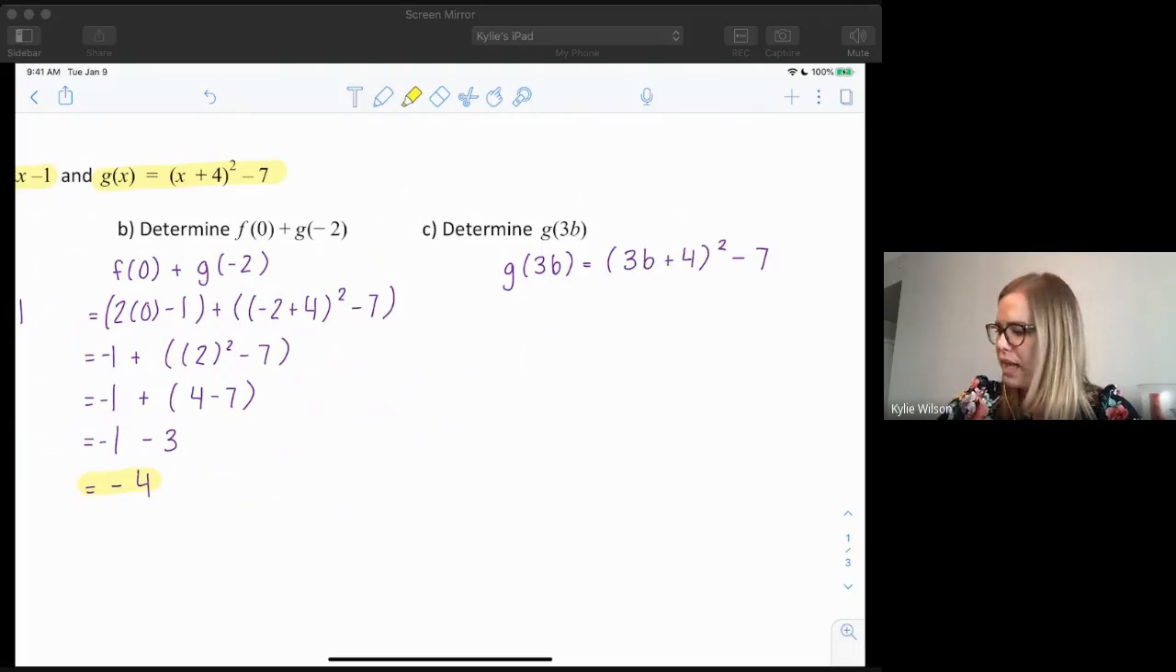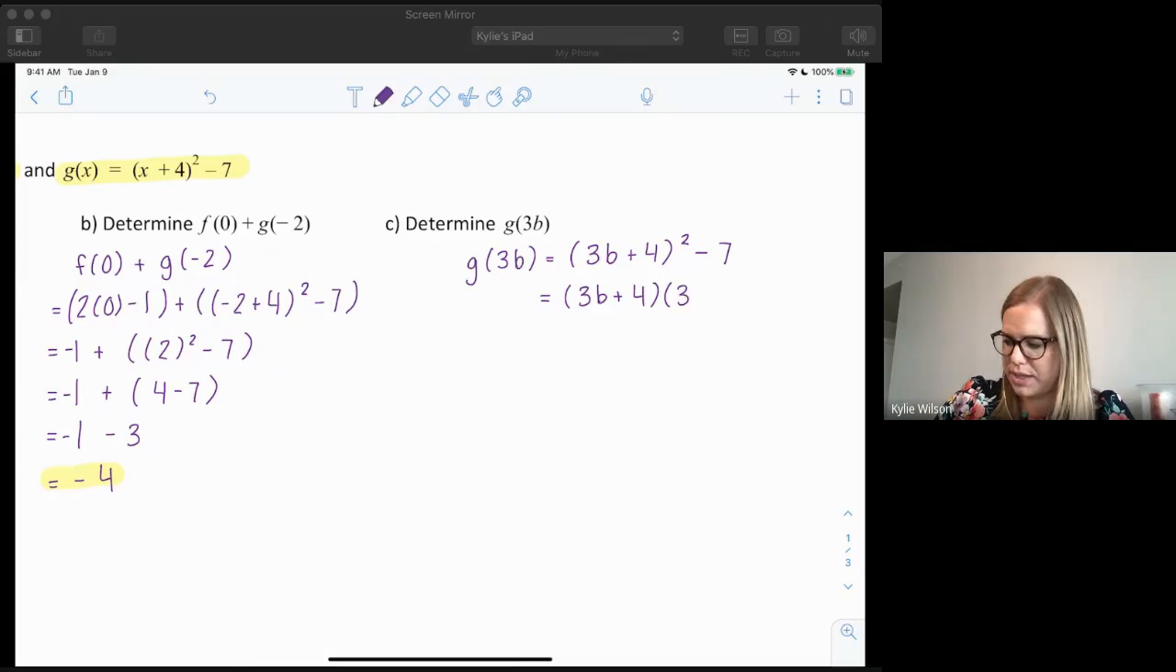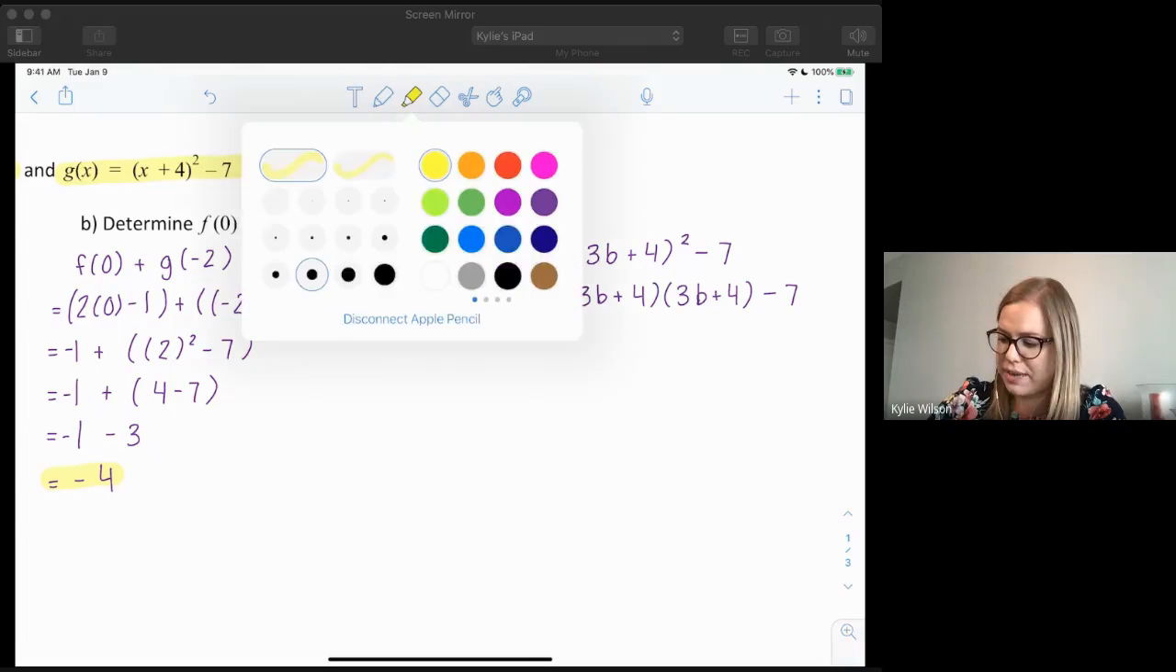Okay, so for C, all I've done is instead of writing x, I've just written 3b. So now I'm just going to simplify that. So hopefully in your grade 10 review, you've reviewed multiplying these binomials. So you have 3b plus 4 and 3b plus 4 minus 7. So now we have to use our distributive property here. Remember that you need to make sure you multiply everything.